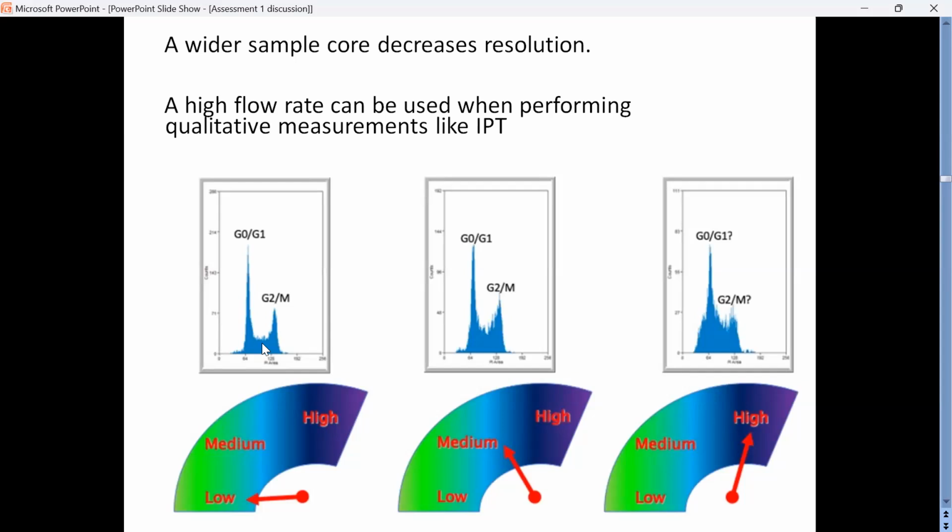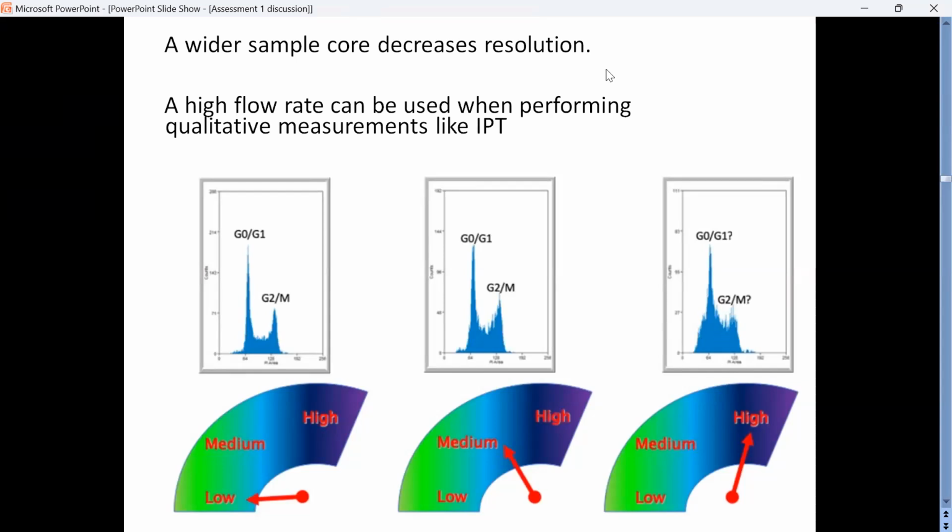Okay. So that is what resolution is all about: clearly identifying the population and discriminating the signal from noise. Here the resolution is very poor because you cannot discriminate the G0, G1 from G2 M phase effectively. In fact, your S phase, which is trailing between the G0, G1 and G2 M phase, is not seen here. So that is what resolution means.